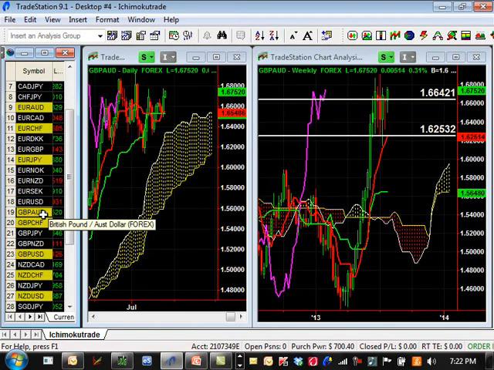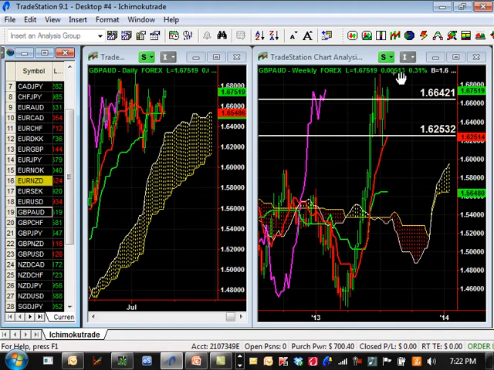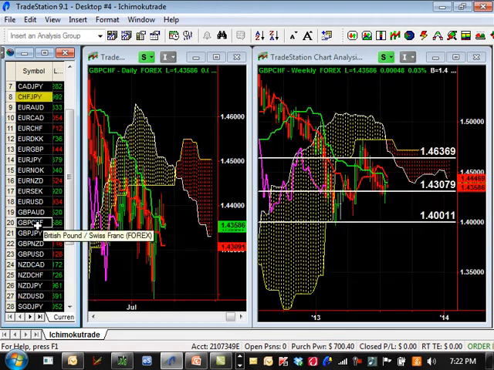Pound Australian, basically pound is strong right now, so this is trending here on the daily and weekly. We broke for resistance at 66.42, which is now support, and we're trying to retest the high up here, which is about 68.50, I believe. Pound Swiss, nothing really going on here, just ranging between 40.01 and 46.36.